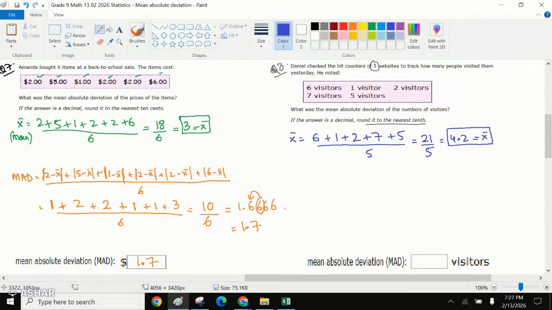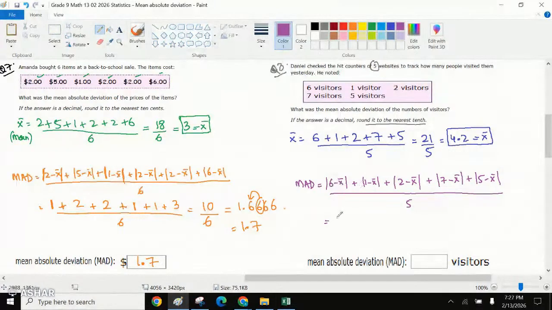Okay. So if we need to find the mean absolute deviation, that means 6 minus mean with the absolute function, 1 minus mean with the absolute function, 2 minus mean with the absolute function, 7 minus mean with the absolute function, and 5 minus mean with the absolute function, divided by 5. 6 minus mean would be 1.8. 1 minus 4.2 is minus 3.2, but since we have an absolute function, that becomes 3.2.